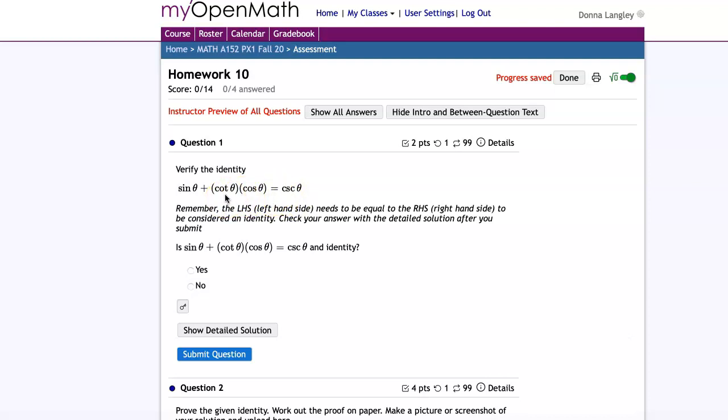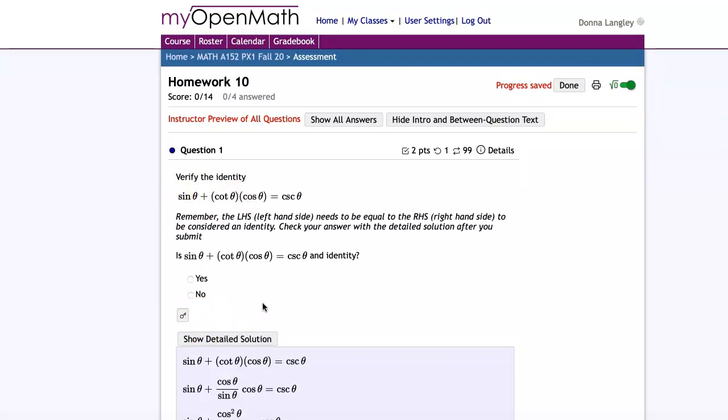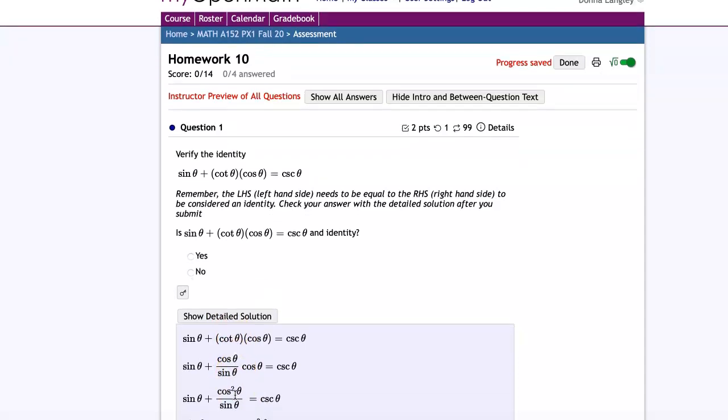You would replace cotangent with cosine over sine. You would replace cosecant with 1 over sine. You would try to combine these two expressions into one. So this is exactly what you would do here. So you would replace cotangent with cosine over sine. Then you would combine the cosine theta into cosine squared theta. See, they're going through every individual step.